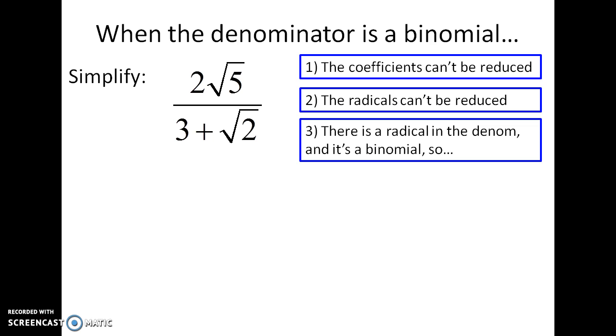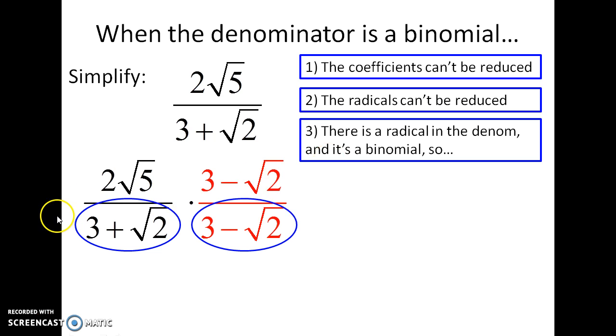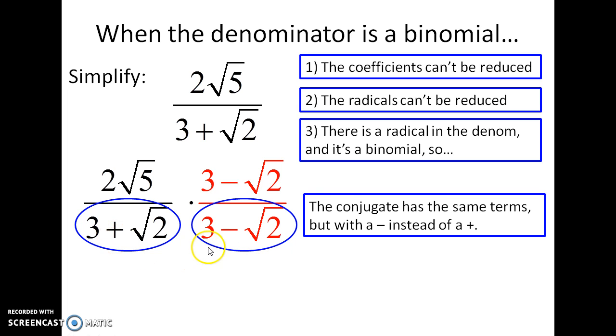There is a radical in the denominator, and it's a binomial. Here's what you do. Multiply the top and the bottom by this. Notice that these two denominators have the same two terms, 3 root 2, 3 root 2. The only difference between them is that this had a plus and this has a minus. That's what the conjugate is. The sign between the two terms of the denominator is different. I multiply both the top and the bottom by that same conjugate. The top and the bottom of what you multiply by always have to be the same no matter what.